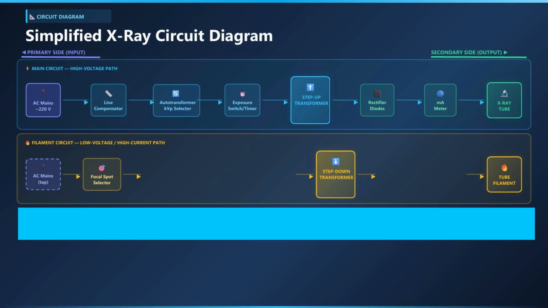The secondary circuit begins with the second coil of the step-up transformer. The step-up transformer increases voltage. Rectifier diodes convert alternating current to direct current, and the milliampere meter monitors current during the exposure. In the filament circuit, the step-down transformer reduces voltage and increases current, heating the tube filament for thermionic emission.